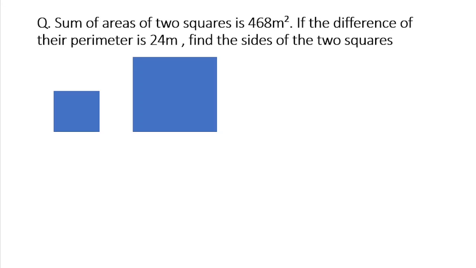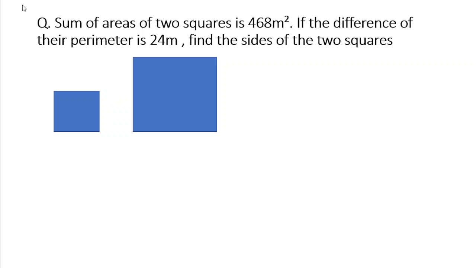Hello students, here we have a question. Sum of areas of two squares is 468 meter square. If the difference of their perimeter is 24 meter, find the sides of the two squares. So in this question we have two squares.